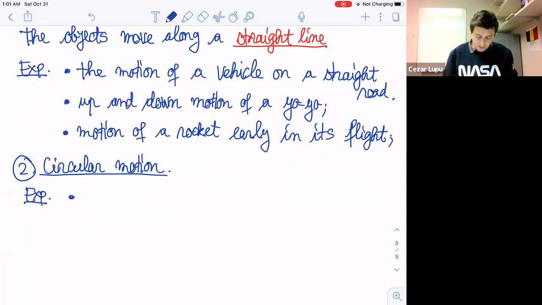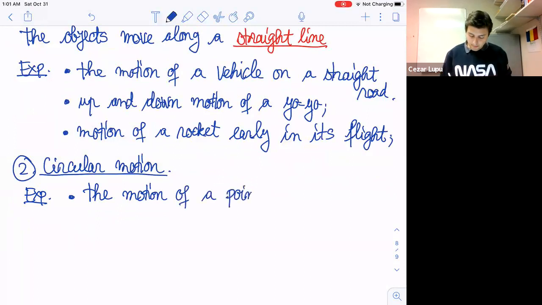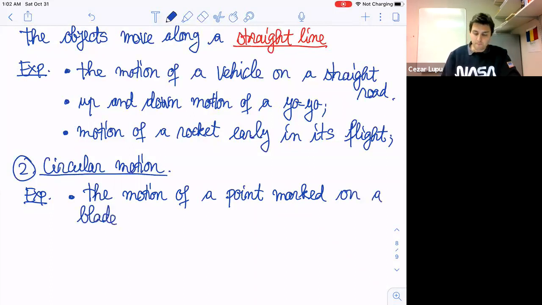And let's see some examples here. So for example, the motion of a point marked on a blade of an electric fan, right? So that's a circular motion.